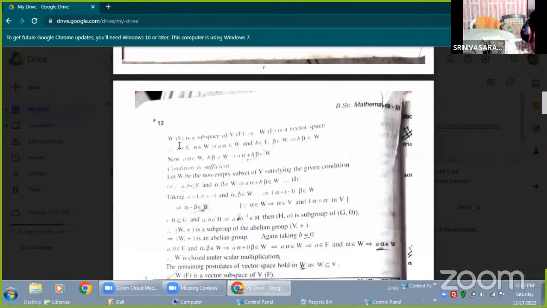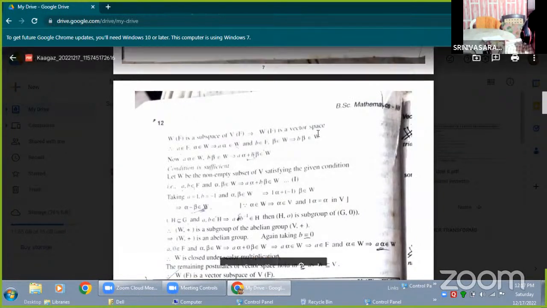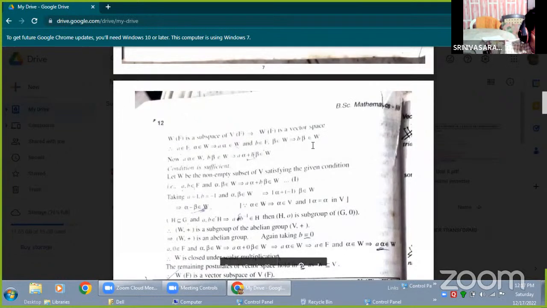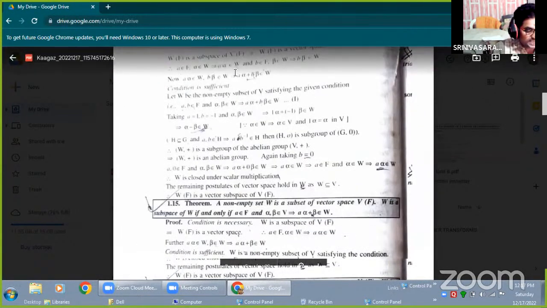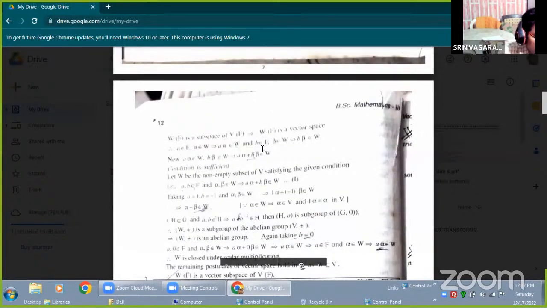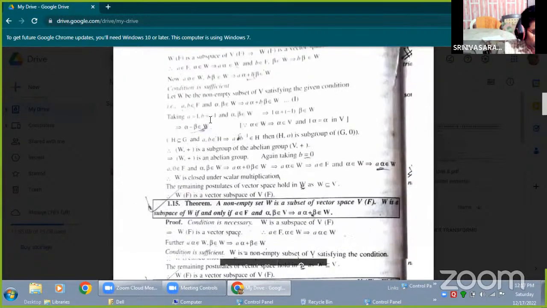First of all, the necessary part. Direct condition: W(F) is a subspace, and before that it is a vector space. a belongs to F and alpha belongs to W, so the scalar multiplication a alpha belongs to W, and b belongs to F and beta belongs to W, so b beta belongs to W. There are two scalar multiplications given in the subspace. Now under vector addition, a alpha plus b beta belongs to W.